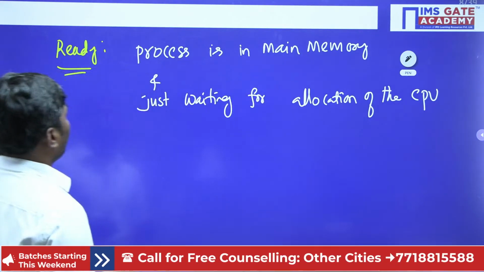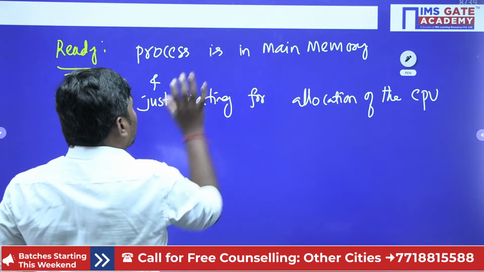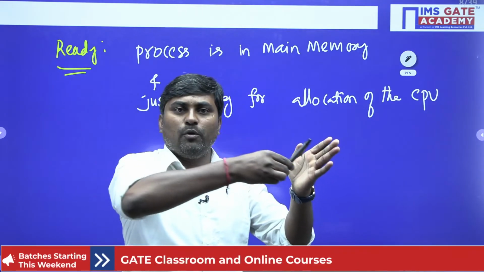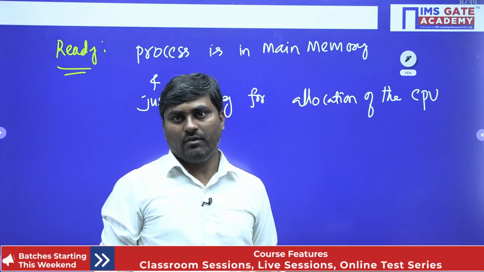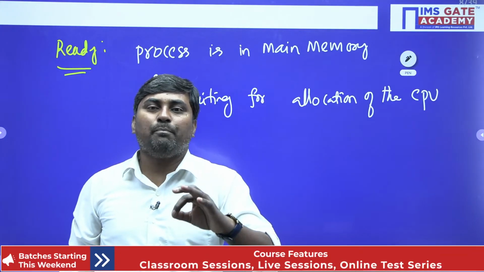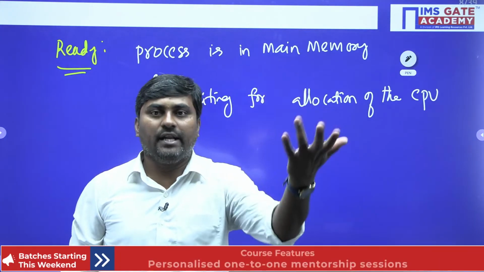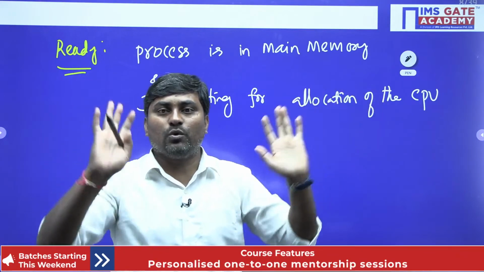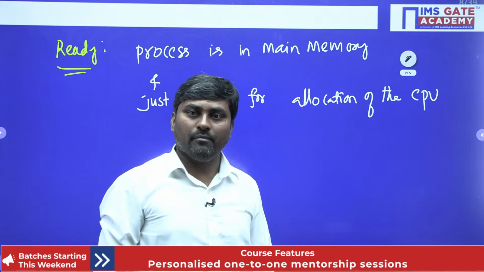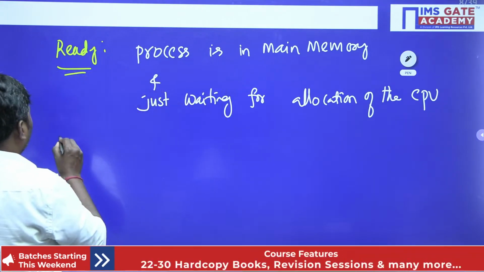Now see, though it is in main memory, it is just waiting for what? Allocation of the CPU. The moment the CPU is allocated to a process, it starts execution. Clear? Whenever I say process in ready state, ready means I am ready to execute with the CPU. I am just waiting for CPU allocation. Clear? So the next state is what? Running state.